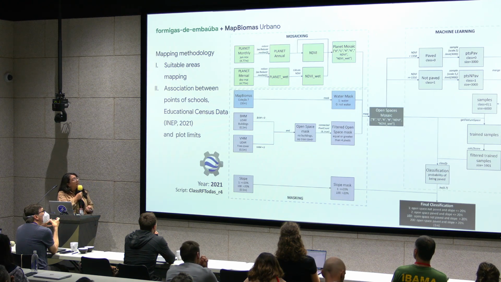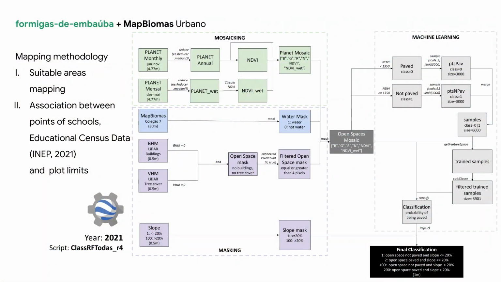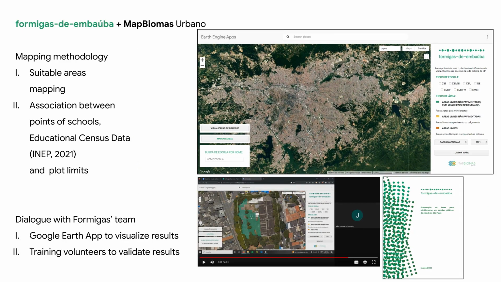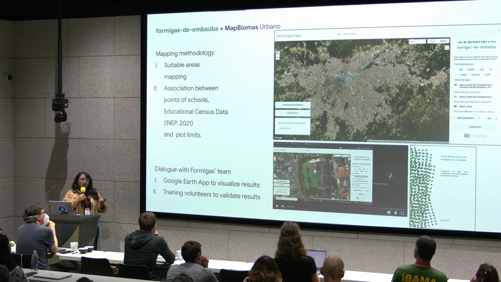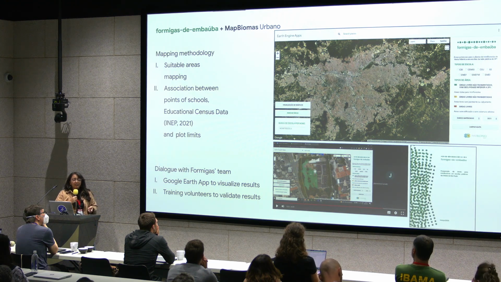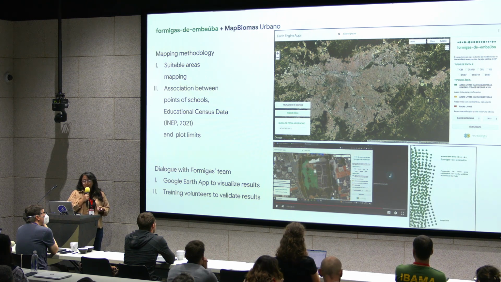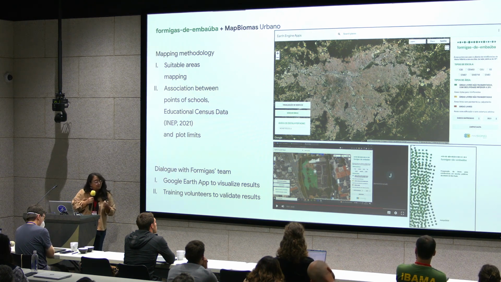Then we took the educational census data and plot limits from municipality databases to calculate the amount of suitable areas per school. An important part of our work was to dialogue with Formigas' team. We needed an interface in which they could visualize the results, but also inspect and even validate them. So Julia here built an app using Google Earth Engine tools, and she trained volunteers to validate the results.